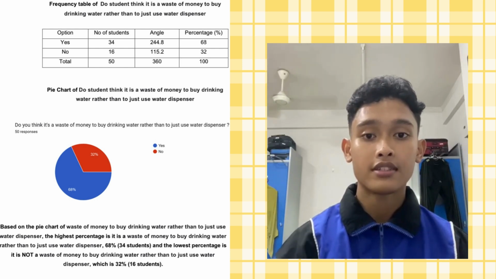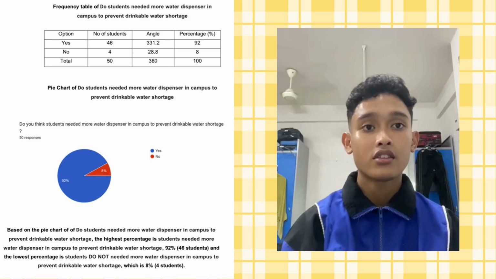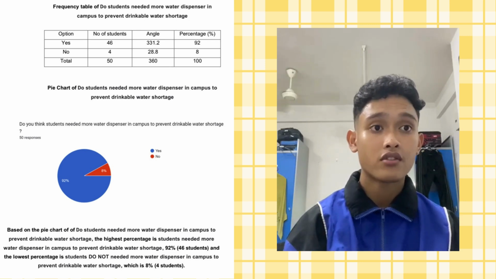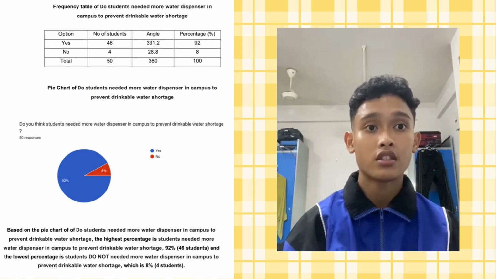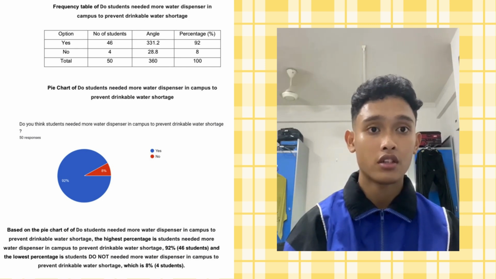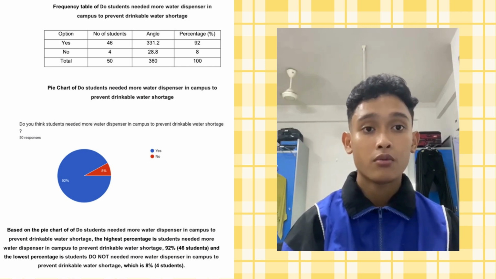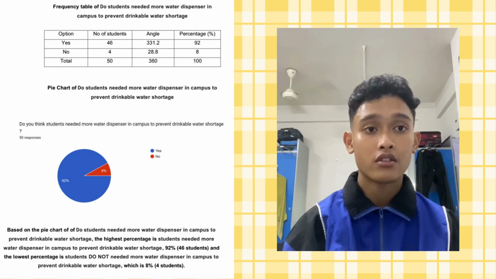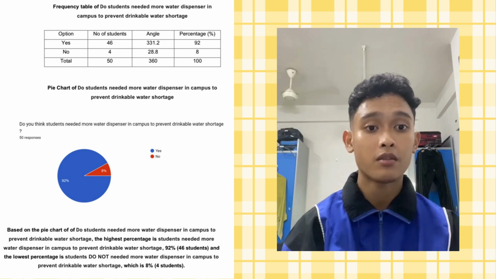And the next one is the frequency table of whether students need more water dispensers on campus to prevent drinkable water shortage. So the options are yes or no. The students that choose yes is 46 students and it is 92%, and the students that choose no is 4 students and the percentage is 8%.